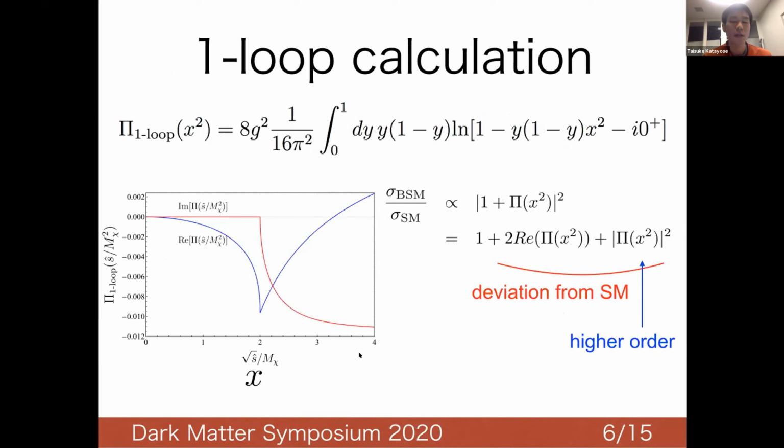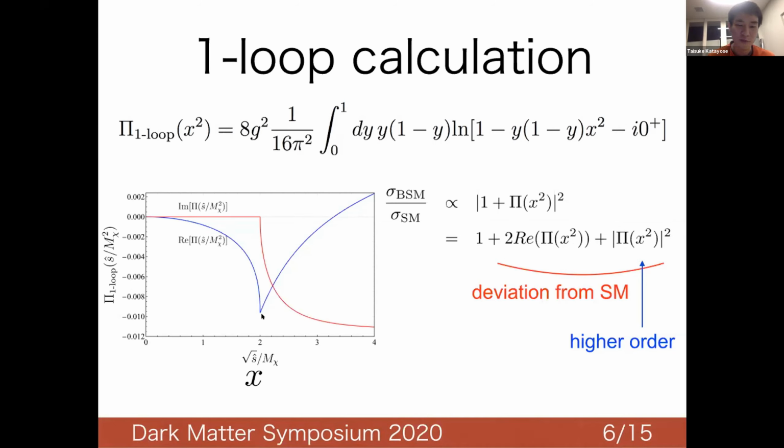The x-axis means the normalized center of mass energy. So here the center of mass energy is equal to the dark matter mass. Here the center of mass energy is twice the dark matter mass. And this formula means the ratio of the cross section of the Drell-Yan process. The numerator is the cross section including EWIMP, and the denominator is the cross section without EWIMP. And the ratio is calculated like this, 1 plus, and this term means the deviation from the standard model cross section: 2 times the real part of Pi plus Pi squared. And this Pi squared is the higher order of the correction. So I will focus on this real part term.